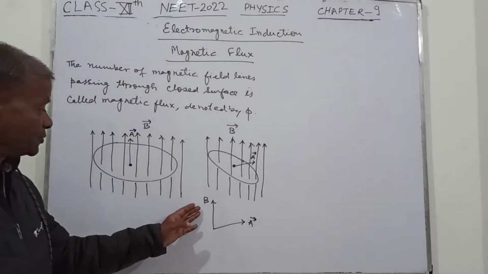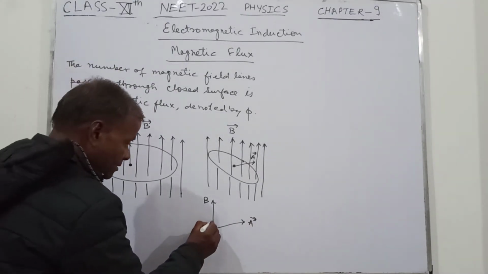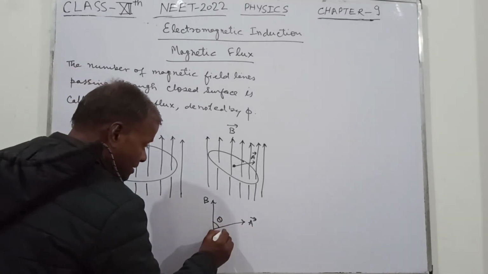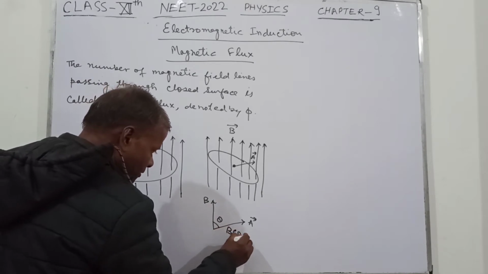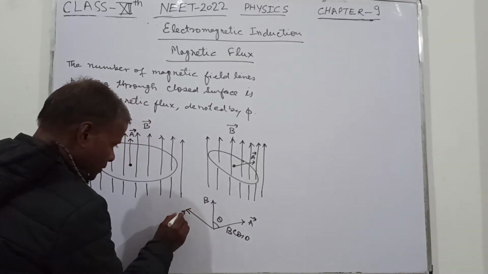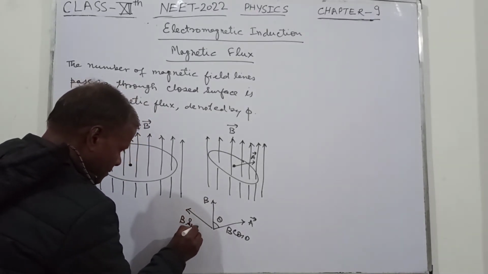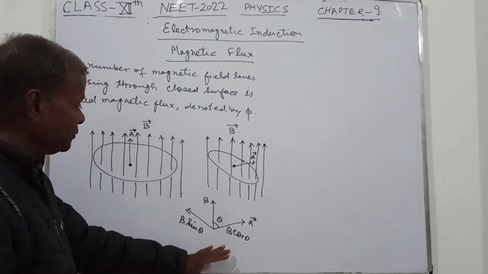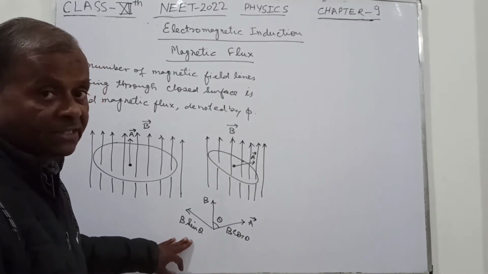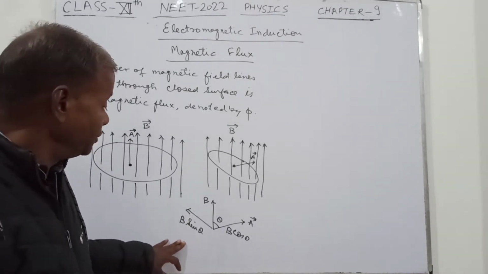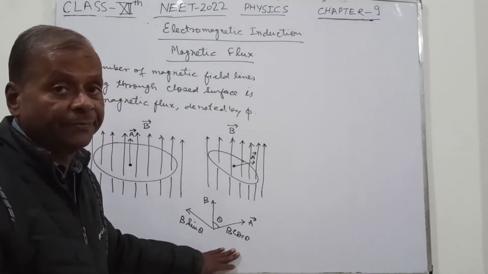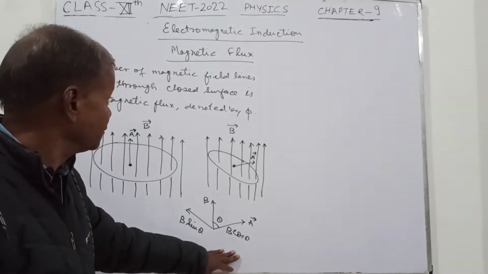Then we can make two components of B. One is B cos theta, and the second is B sin theta. The component which is passing through this area is B cos theta, and the component B sin theta is not passing through the area. So it has no contribution to the magnetic flux. Only the component B cos theta gives the magnetic flux.